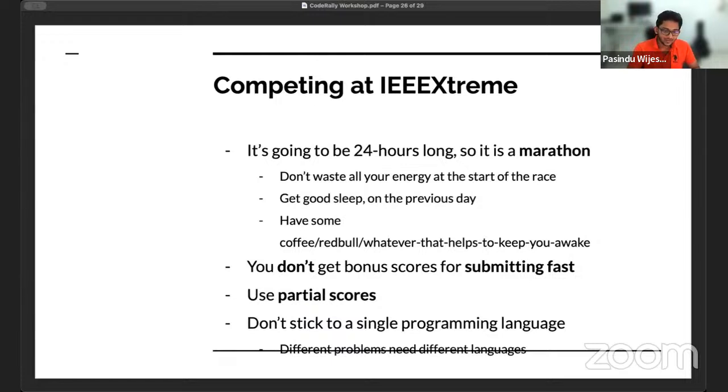The second point is that at IEEE Extreme, you don't get bonus scores for submitting a solution fast. Consider a single problem: it does not matter if you submit it at the beginning of the competition or at the very end. You and the other teams get the same mark. What this means is that if you see a problem that's hard, or you can't see a way to solve it, leave it for now, and start tackling a different problem.